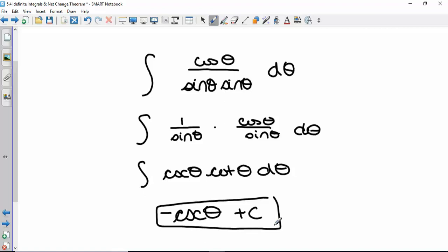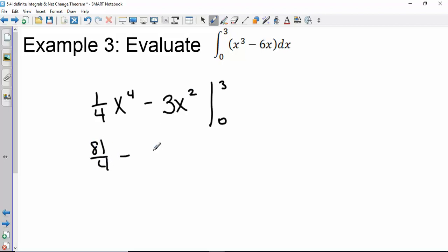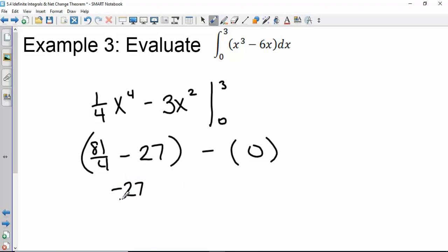All right. Why don't you guys do the next one? Antiderivative of x cubed minus antiderivative of 6x. So 3 to the fourth is 81 over 4. 3 squared is 9 times 3 is 27. Minus, if you put in 0, you get out 0. And so you get a negative 27 over 4.